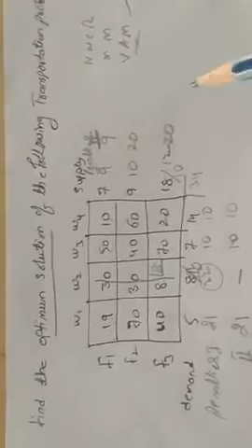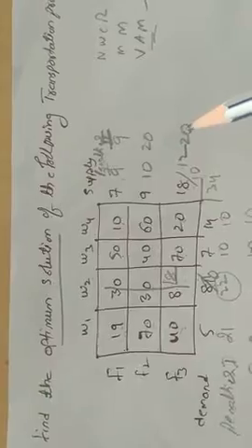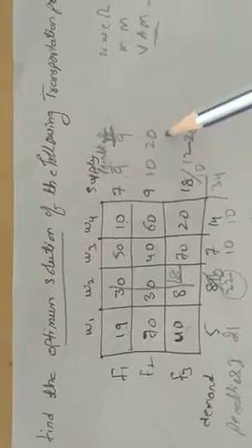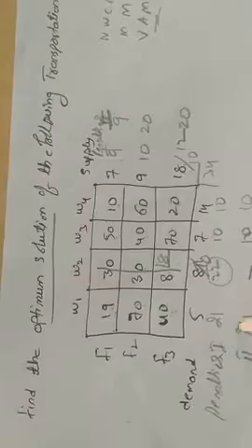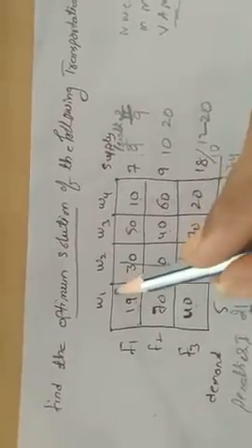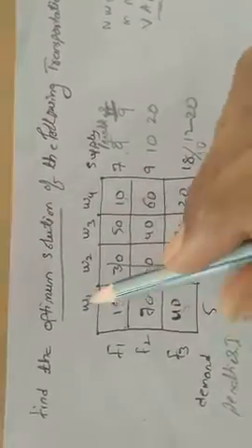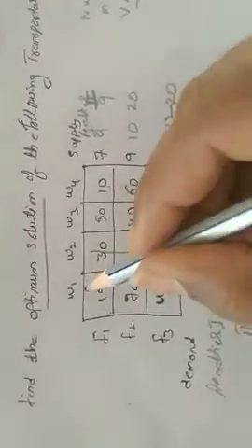Okay, which is the minimum? Next, these are the penalties for the second time. So identify the largest penalty element among the penalties. Okay, 9, 20, 20, 10, 10, 21. So this is the largest penalty element. So we got the largest penalty element with respect to the W1 column. So in this W1 column, which is the smallest cost element? 19 is the smallest element.